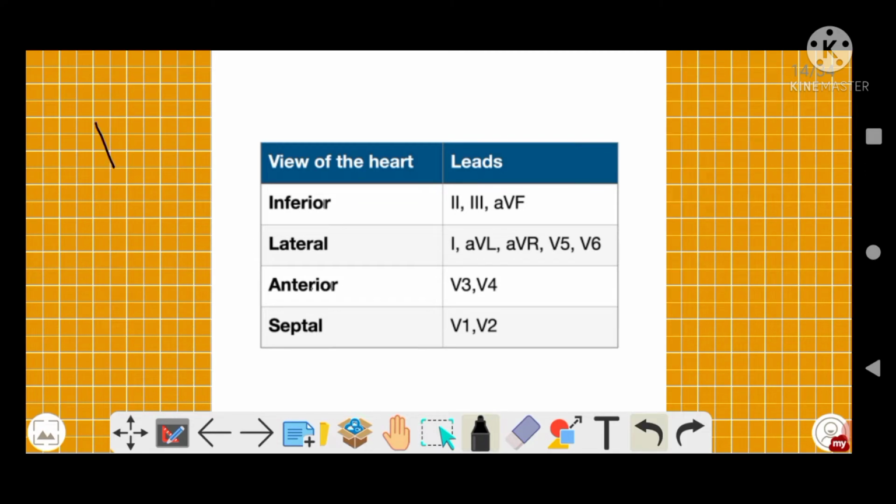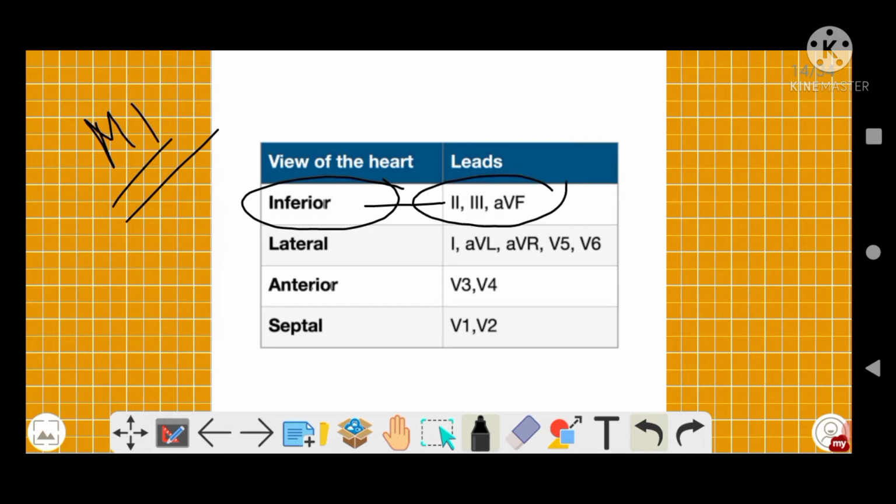Okay, now here let's discuss MI, myocardial infarction. Talking about ischemia, first let's talk about the different MIs in view of the different walls of the heart affected, and the leads you will look for. If there is inferior wall MI, you should look at leads 2, 3, aVF. If there is lateral wall MI, you should look for 1, aVL, aVR, V5, V6.